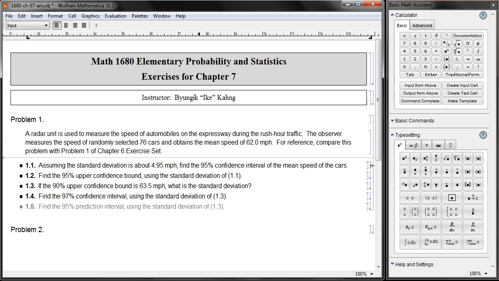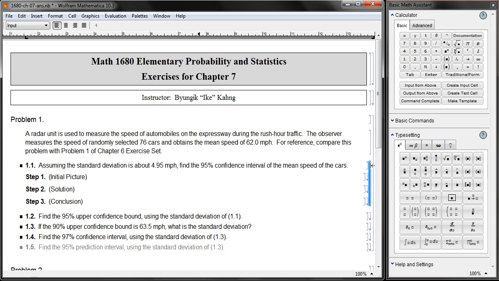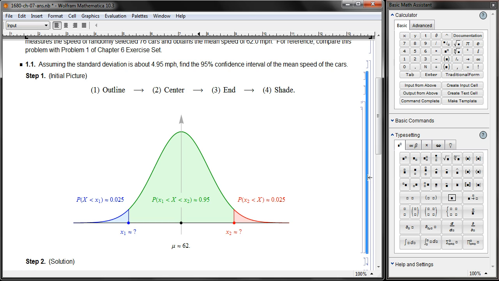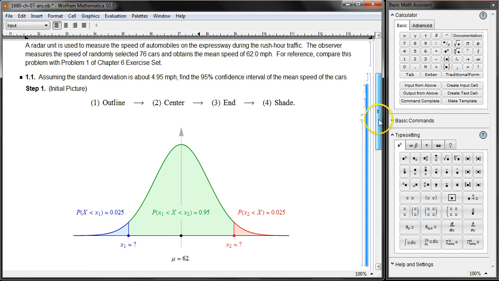Okay, I think I spent a bit too much time talking about theoretical details, so let's begin with the first subproblem. Assuming the standard deviation is about 4.95 miles per hour, find a 95% confidence interval of the mean speed of the cars. We're talking about the interval estimate, and the structure is given by this kind of picture. How do you draw this kind of picture?